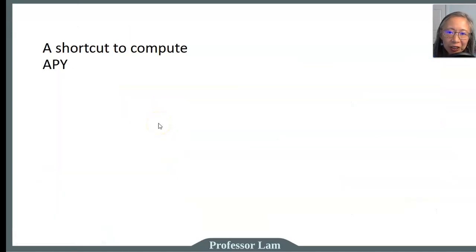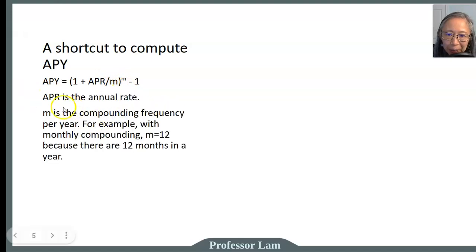There's a simple way or a shortcut to compute APY. You can use this formula. So you take 1 plus the APR divided by M, raised to the power M, minus 1. APR is the annual rate. M is the compounding frequency per year. If it's monthly compounding, it'll be 12. If it's quarterly compounding, it'll be 4 because there are 4 quarters per year.